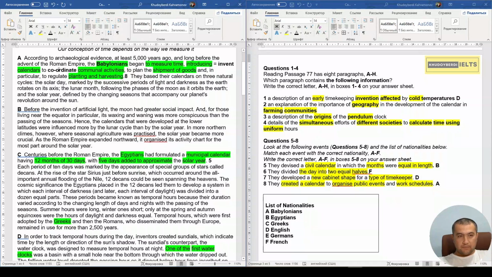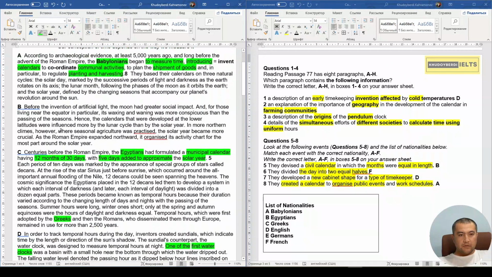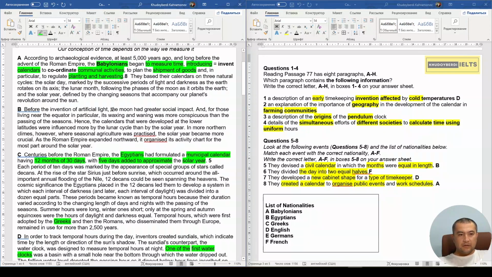All right, let's pay attention to the B one. All right, before the invention of artificial light, moon had great social impact. All right, and for those living near equator geography, right, it was waxing and waning was more conspicuous than the passing of seasons. And in the northern climates, however, with seasonal agriculture was practiced, a solar year became more crucial, important, right? A calendar, farming community, agriculture, seasonal agriculture was practiced. As you have figured out, this should be B. Let's write it down 2 here.